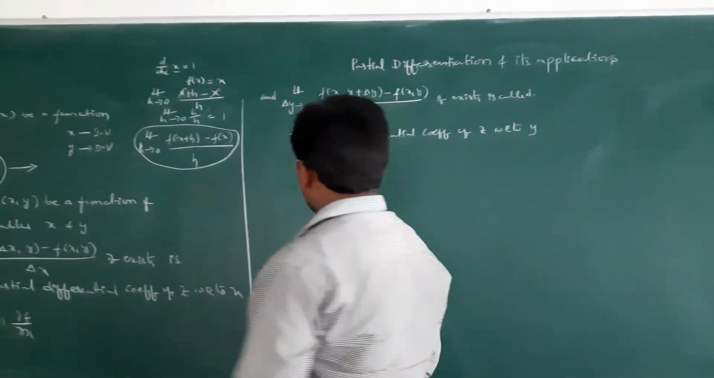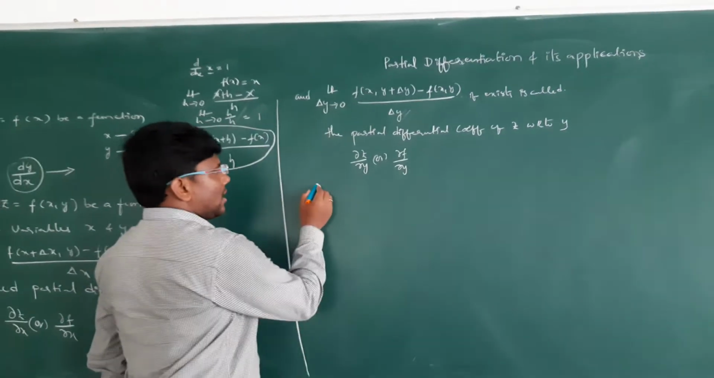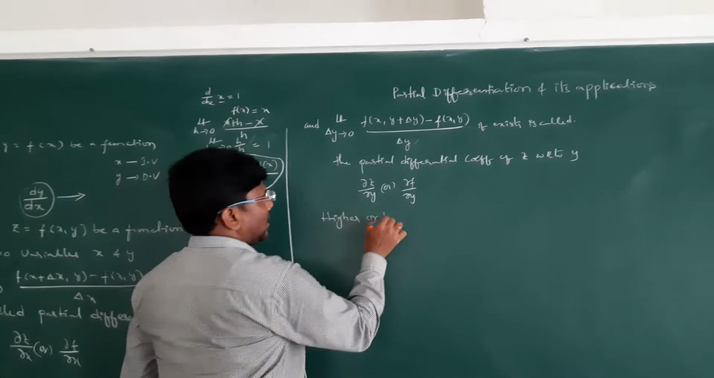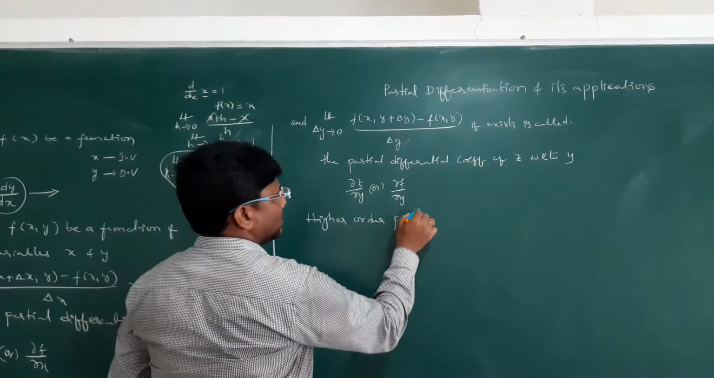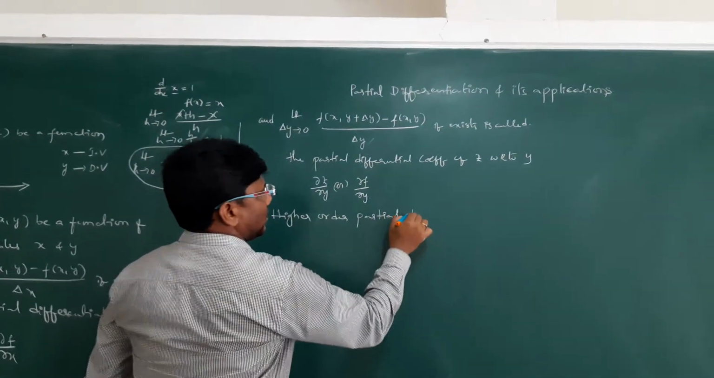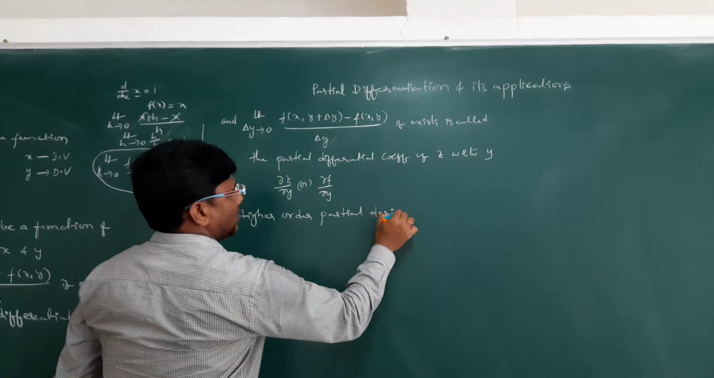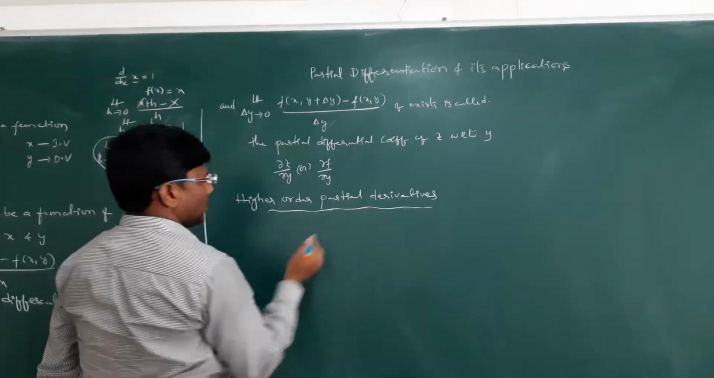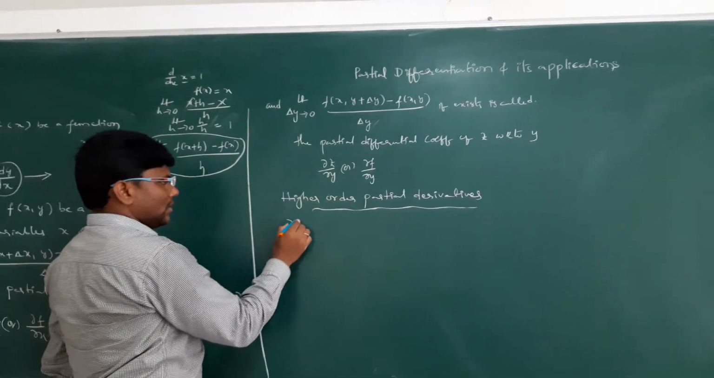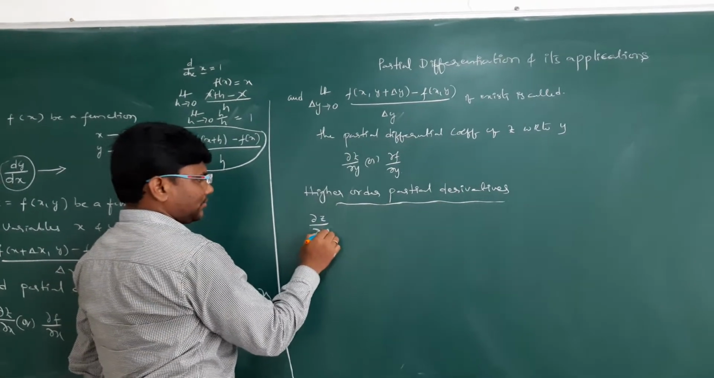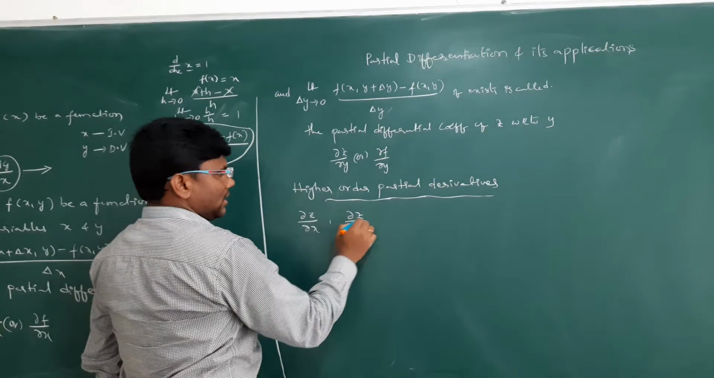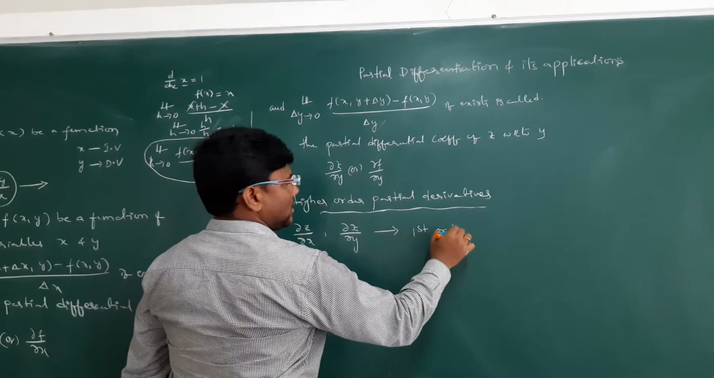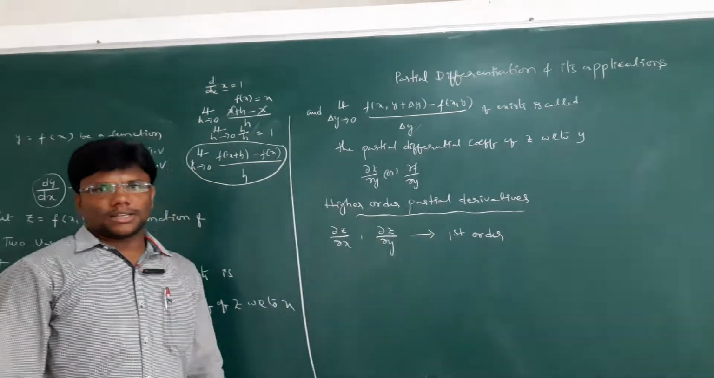Now, higher order partial derivatives. The higher order partial derivatives are here: dou z by dou x, comma dou z by dou y. These are first order partial derivatives.